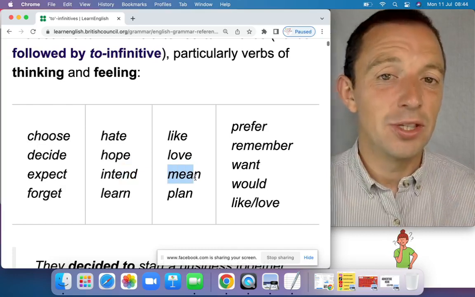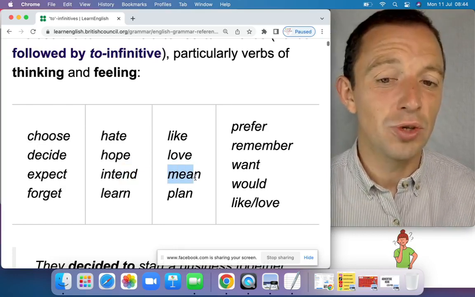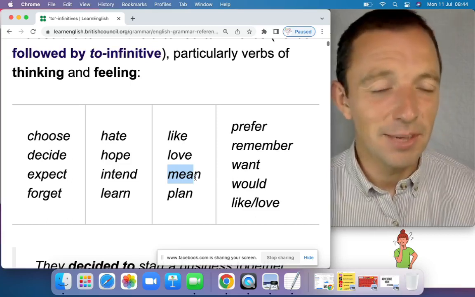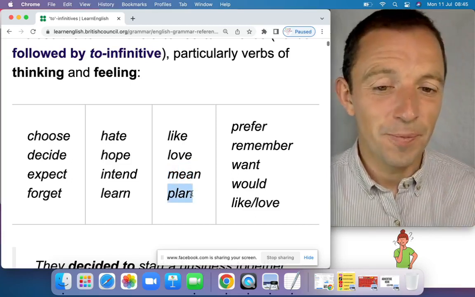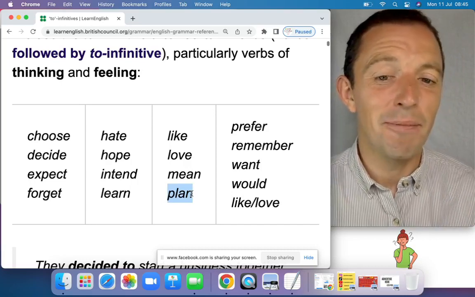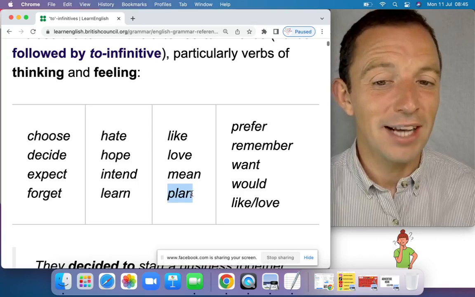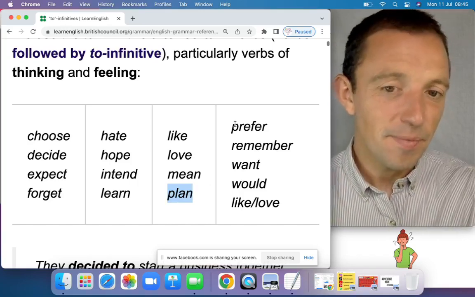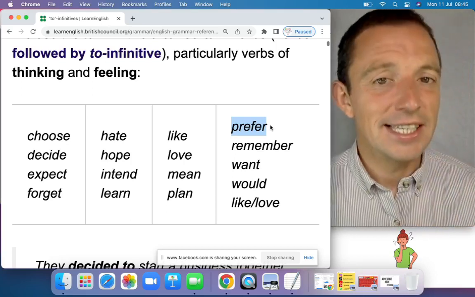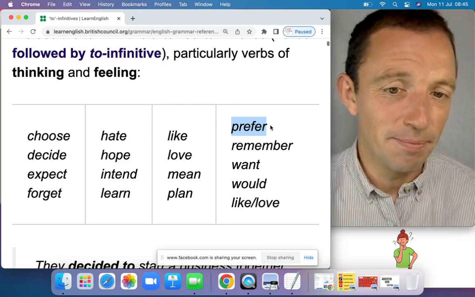I mean to fix the television. I mean to cut the grass. It's very similar to intend, my intention. Plan also is possibly similar to mean. I plan to go to the Mediterranean. I plan to cut the grass. I plan to walk the dog. Prefer, it's the same. So I prefer to have chicken, etc., etc.